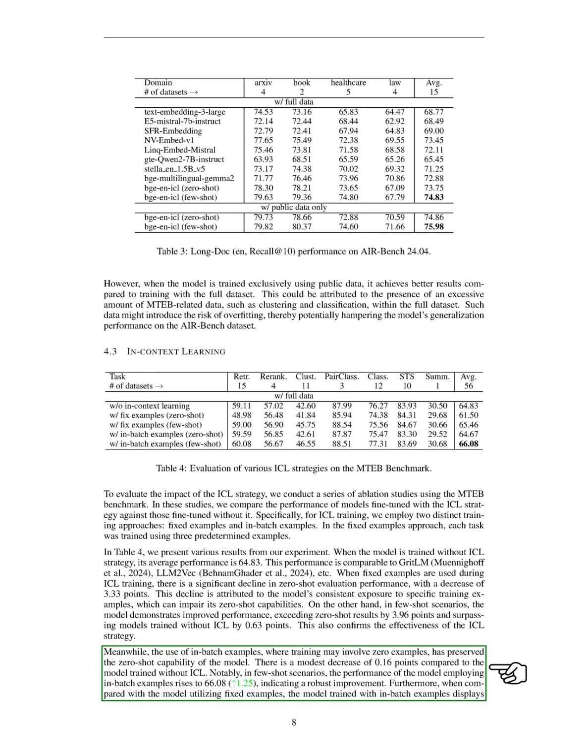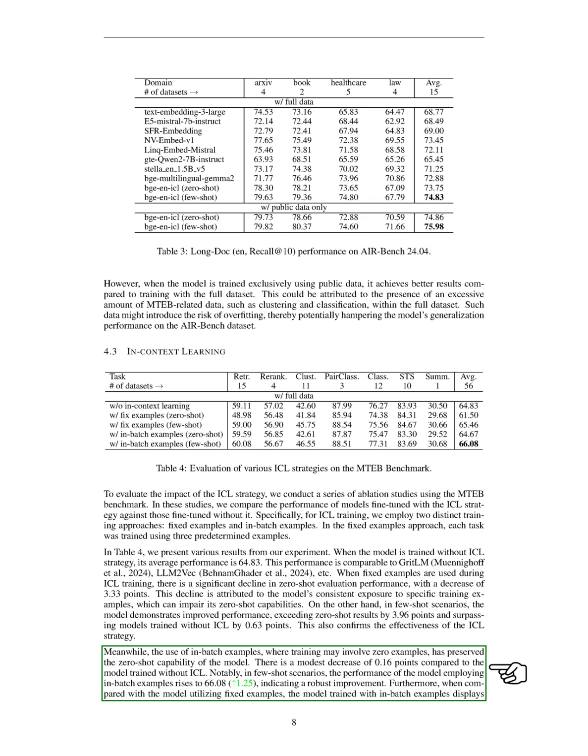When we use in-batch examples, which may involve 0 examples, the model maintains its zero-shot capability with only a slight decrease of 0.16 points compared to the non-ICL model. In few-shot scenarios, the performance rises to 66.08, showing a robust improvement of 1.25 points. Additionally, the model using in-batch examples performs better in tasks that differ significantly from the training data, such as classification and clustering.